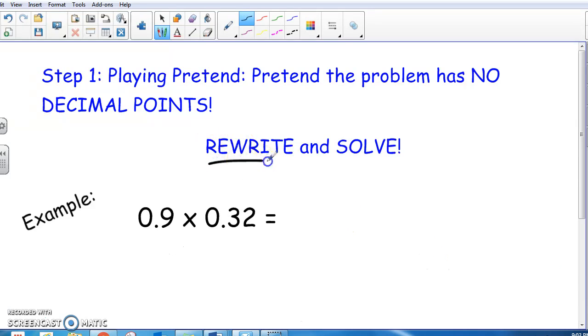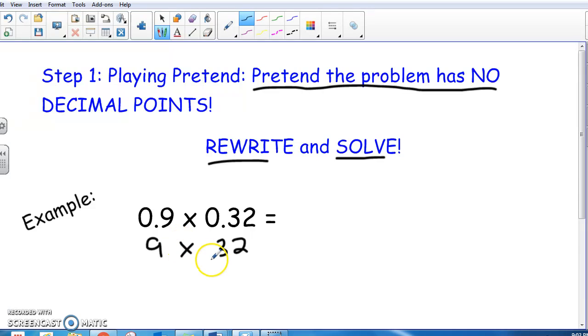Last example, we're going to go ahead and rewrite and solve and pretend the problem has no decimal points. This 9/10 would really just be 9, and this 32 hundredths would really just be 32. And when I multiply these two numbers together, what I need to remember is when I'm multiplying whole numbers, I can change the order, and we always want to put the number with more digits on top. It just makes it easier to solve. So 32 times 9 is going to look like this. 9 times 2 is 18, carry the 1.